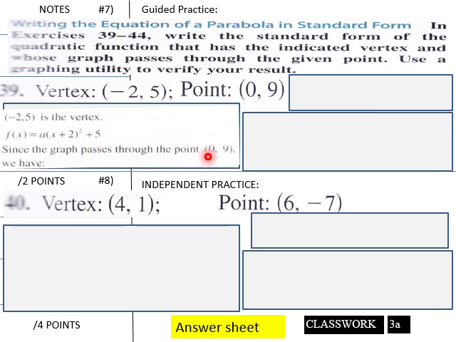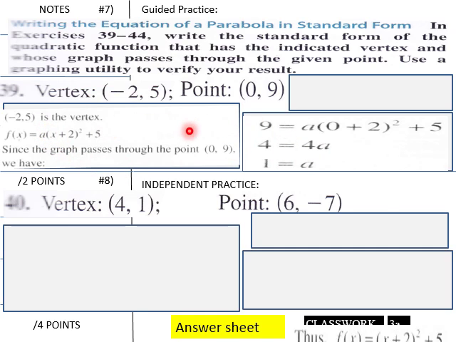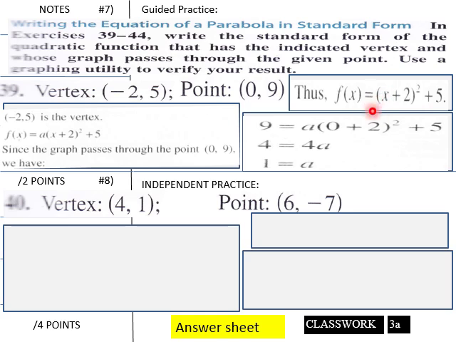Since the graph passes through (0, 9), we have 9 equals a times 0 plus 2 squared plus 5. We're trying to find our a in here. We solve for a, and we get 1 equals a. So now that we have that, we can plug that in over here, and we get f of x equals x plus 2 squared plus 5. That would be the equation there. That would be right in standard form. This would be your standard form.